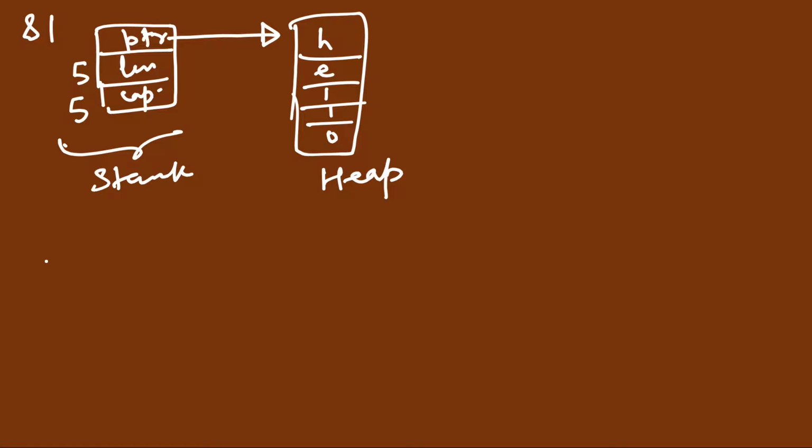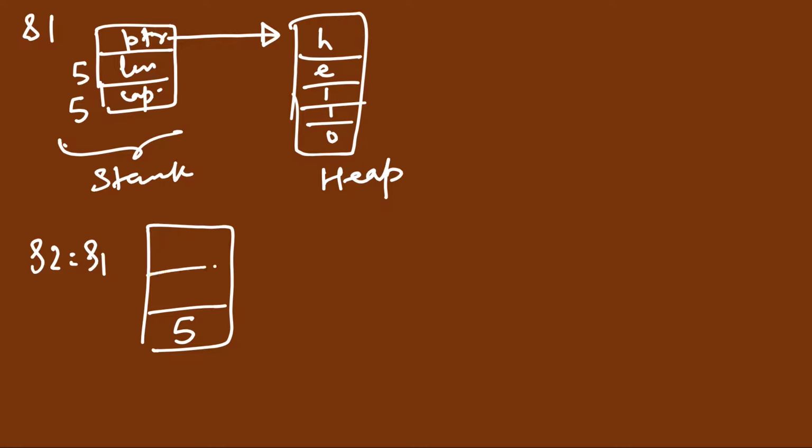Then we do S2 equal to S1. So what happens is that this stack data is copied here. So capacity, length, these will be copied. And it's a shallow copy. So the pointer is only copied, but not the complete thing that the pointer points to. So this pointer will also point to this memory address.